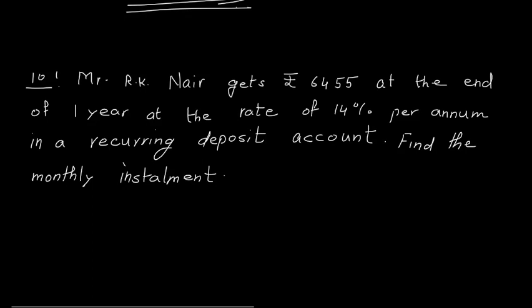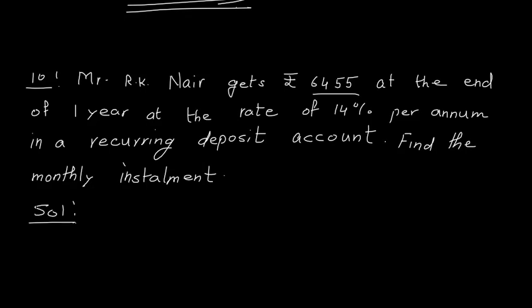Now let us see this 10th problem. Mr. R.K. Nair gets rupees 6,455 at the end of 1 year at the rate of 14% per annum in a recurring deposit account. Find the monthly installment. Now in this problem, you tell me, what is this 6,455? This is what Mr. R.K. Nair is getting after 1 year.